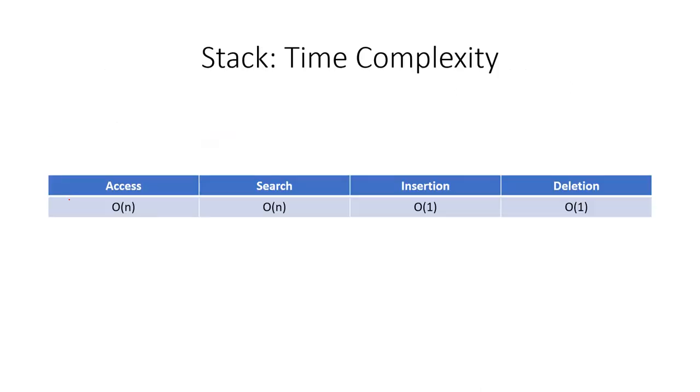And here is the time complexity. As you can see, access to the stack takes linear time, because first of all, it's a limited access data structure, and in order to get some target element, we need to remove all the elements which are on top of it. Search also takes linear time, because we have very limited access to the stack. Insertion and deletion take constant time complexity, because we only put an element on the top or remove it from the top, and that's it. That's why it always takes the same amount of time whenever we do insertion or deletion.